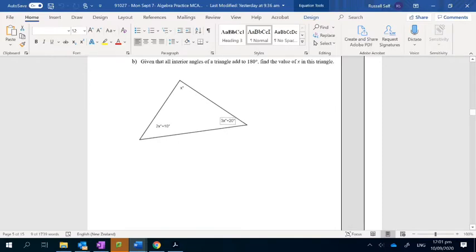Given that all interior angles of a triangle add to 180, find the value of x in this triangle. Oh, this is another one that made me sad. Because it says they do what? Add to 180.